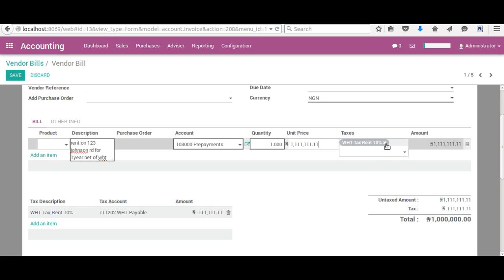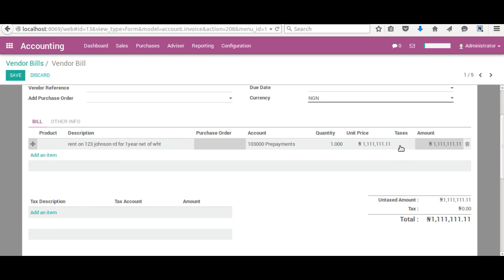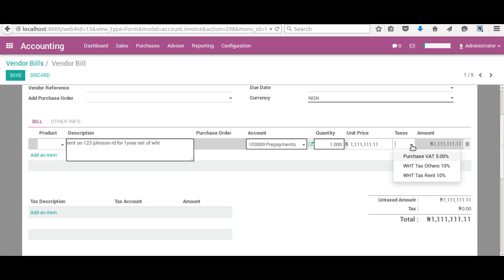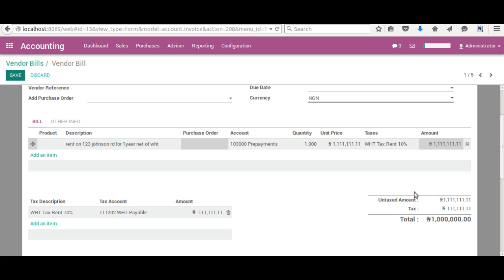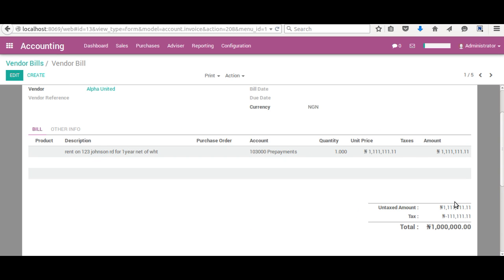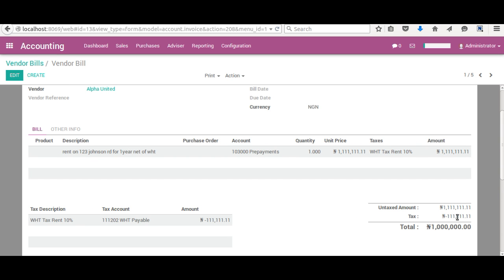And then in my taxes, I will choose that withholding tax rent of 10% that we set up earlier on. And let's just try to save that. The system will calculate the tax amount of 10% out of this gross figure, and it takes us back to the 1 million that the landlord is expecting as rent.